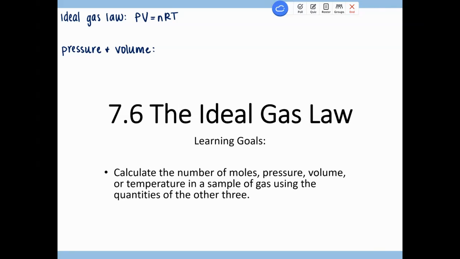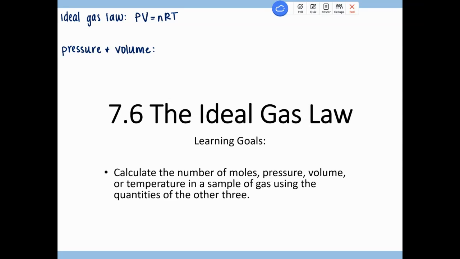Okay, so if we are relating pressure and volume only, so we're assuming that moles stays constant and temperature stays constant. The only thing that's changing is either the pressure or the volume. Our equation for that is P1V1 equals P2V2. Well, we can get that from this ideal gas law equation.